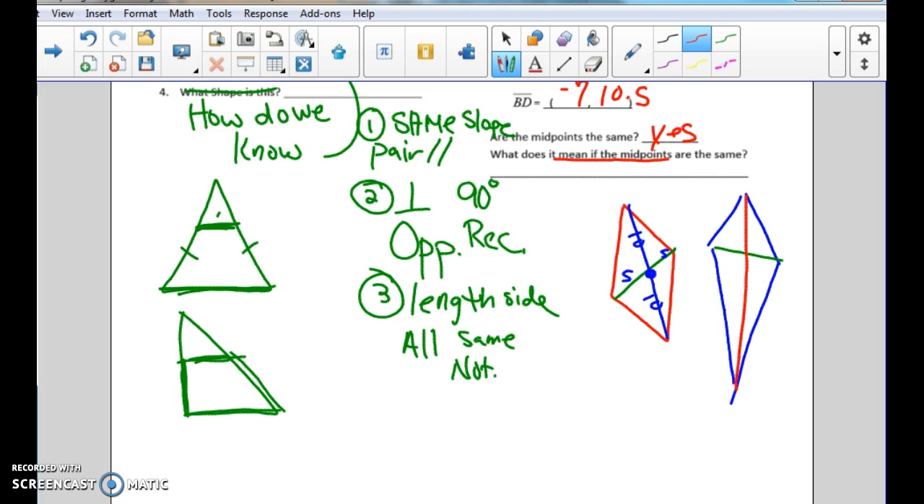No. Okay, so if I found the midpoint of the green one, it would be right here. Is that where the midpoint of the red one would be also? No. The midpoint of the red one is going to be right here. So do those diagonals bisect at the same spot? Do they cut each other in half? The red one cuts the green one in half, but the green one does not cut the red one in half. Are you with me?